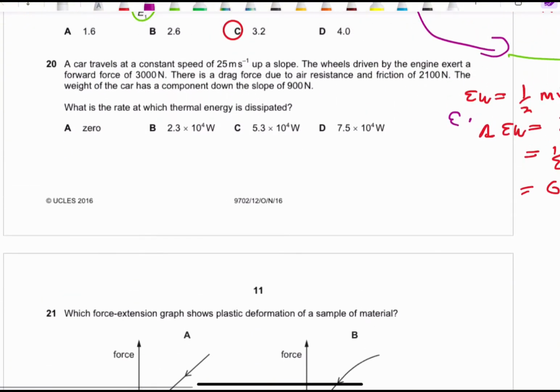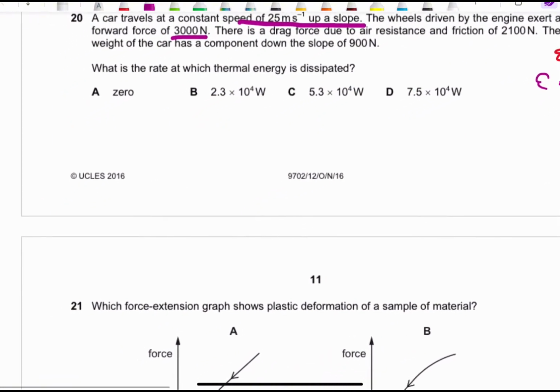A car travels at a constant speed of 20 meters per second up a slope. The wheels of the car are driven by an engine exerting a force of 30 newtons forward. There's also a drag force and a frictional force of 2,100. The weight of the car has a component down the slope of 900. Let's draw a diagram, guys.